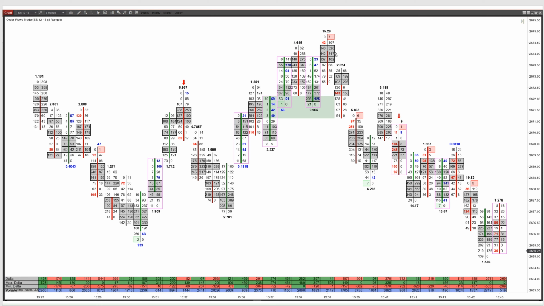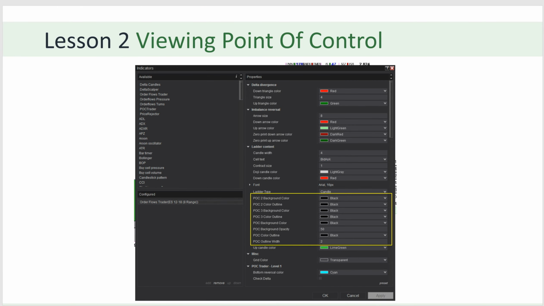Some people like to, but again, unless it's something that you're using religiously in your trading, if you shade them other colors, you're going to forget what the colors mean, their importance, which is the strongest one, which is the second, which is the third. So this is what it looks like, 3 point of controls in a bar. And it is kind of revealing. I'm going to talk about a couple setups using the second and third point of controls in the bar. And on the Order Flows Trader software, this is where you would change it.